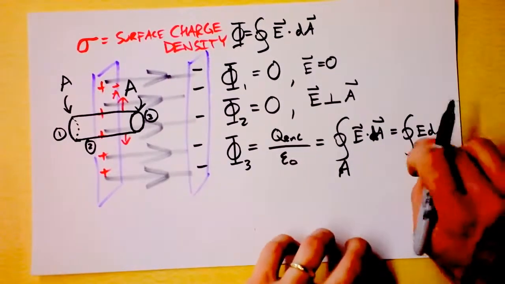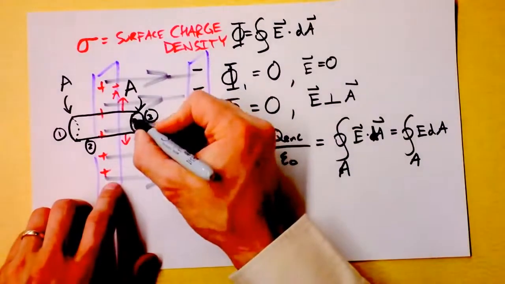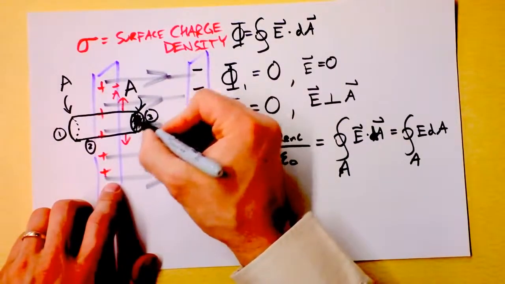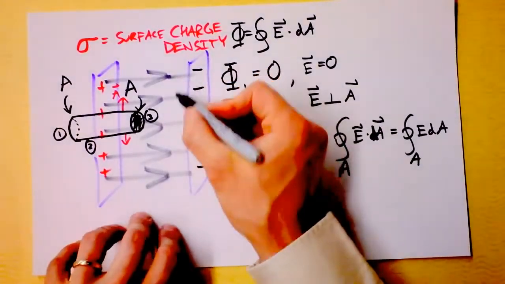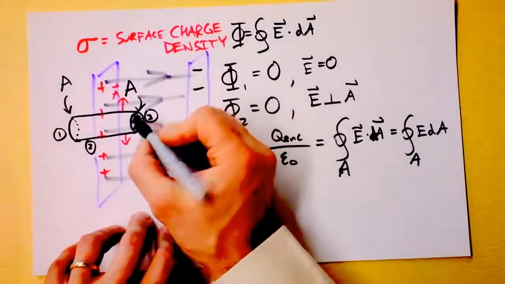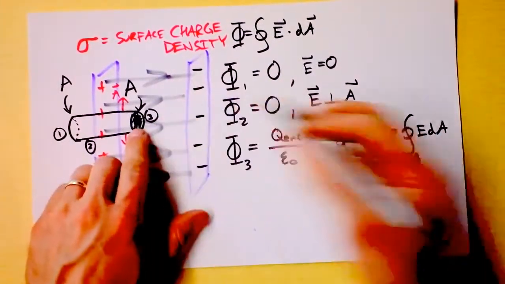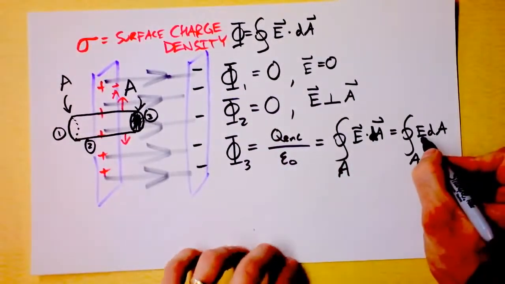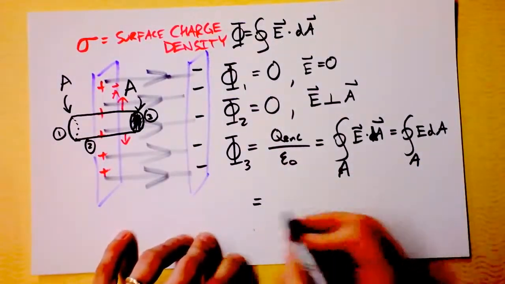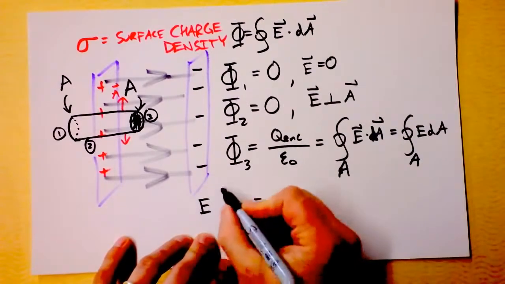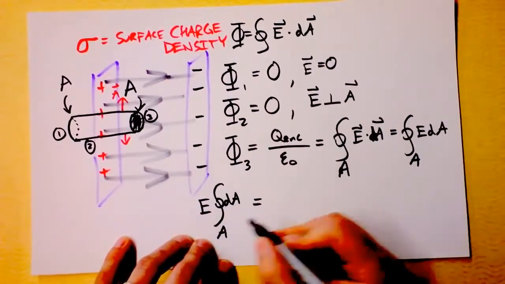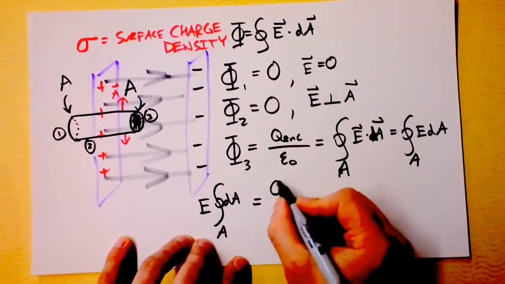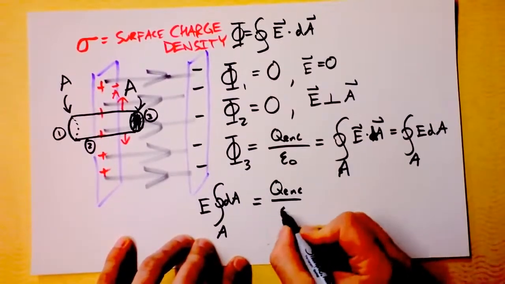And we're trying to find the electric field. But guess what? Do you think the electric field is the same everywhere on that area? Yes. In fact, the electric field is everywhere the same inside of here. And what can we do when there's a constant inside of our integral? Pull that sucker out. So I'm going to say that E times the area of a circle is equal to the enclosed charge divided by epsilon naught.